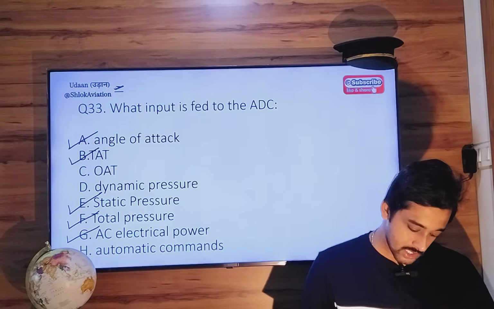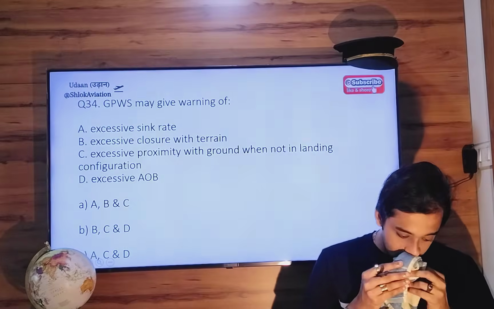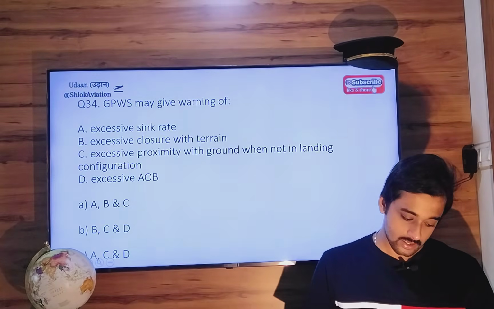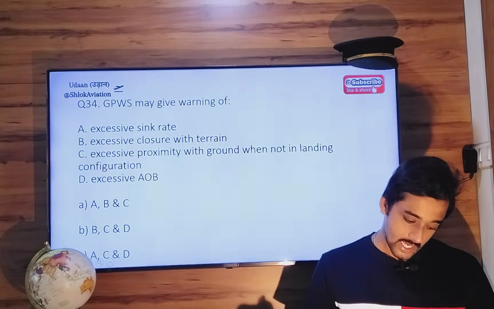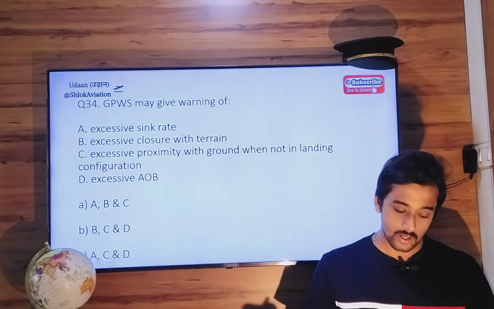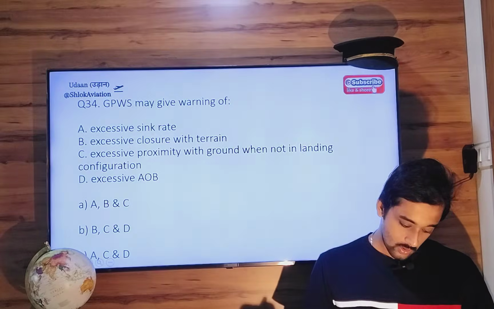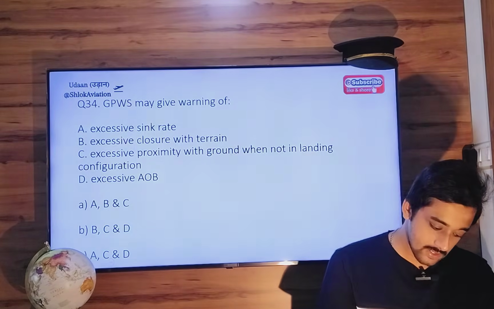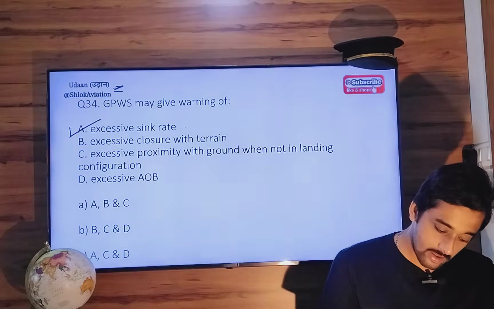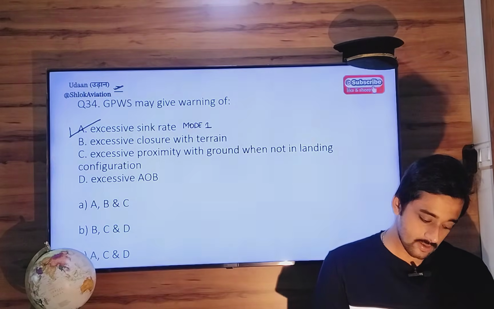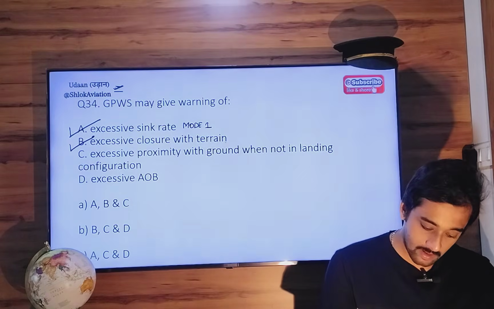Now next question, question number 34. GPWS may give warning of what things? Excessive sink rate, excessive closure with terrain, excessive proximity with ground when not in landing configuration, excessive angle of bank. So over here the correct statement is excessive sink rate, yes. That is given by GPWS mode 1. Excessive terrain closure rate, yes. That is given by mode 2.